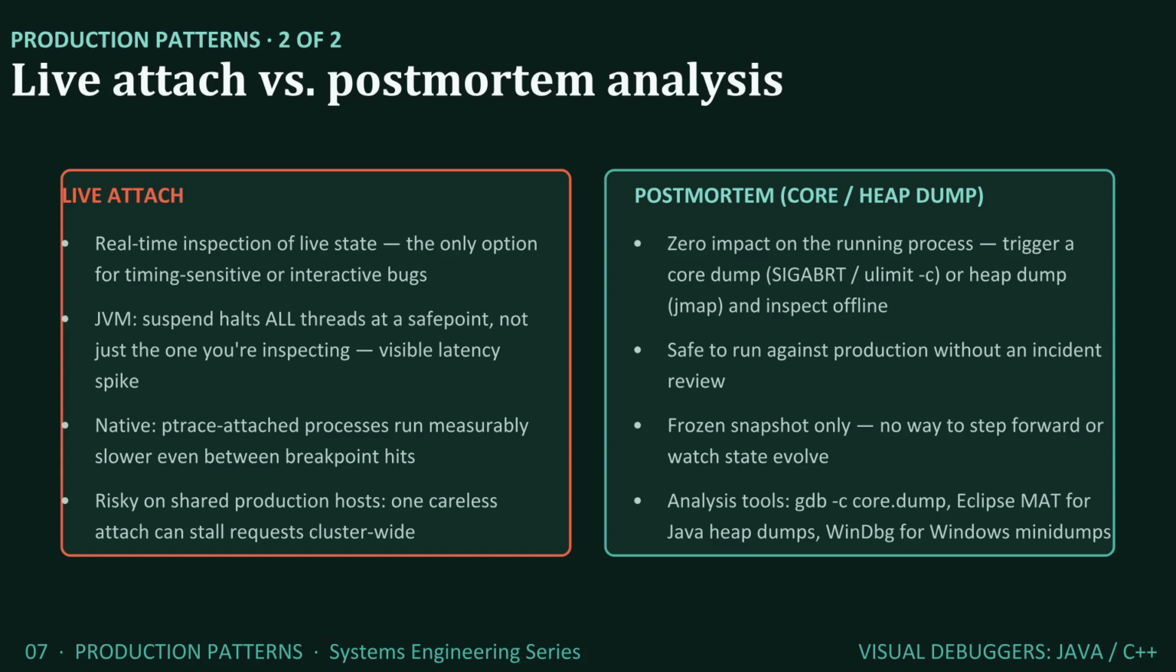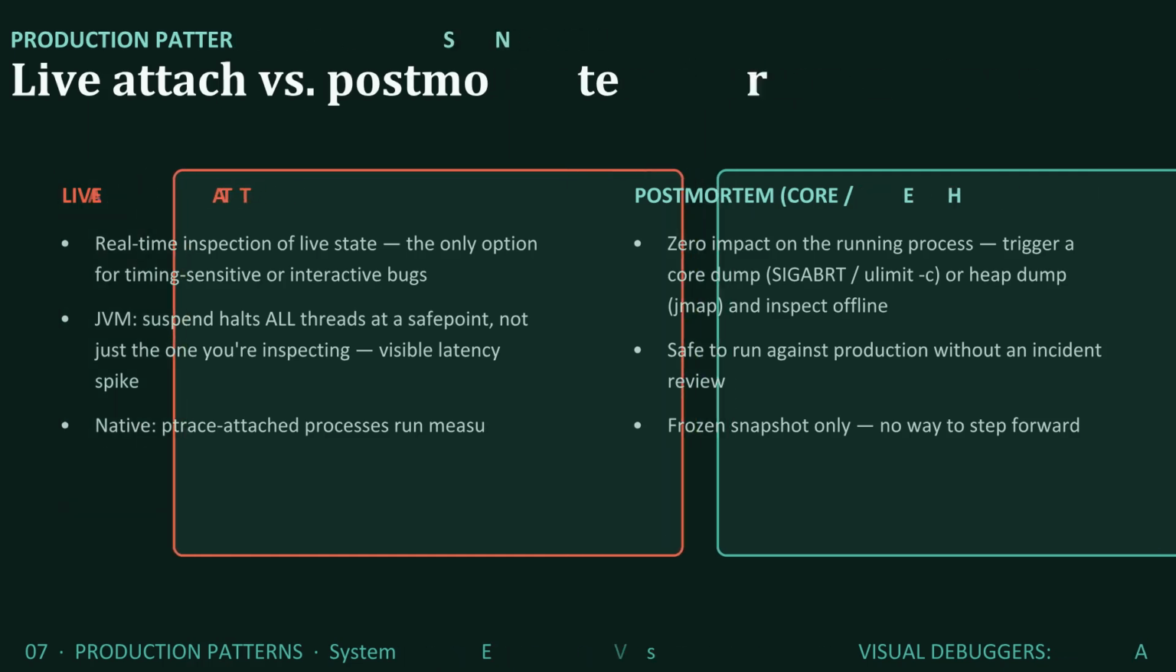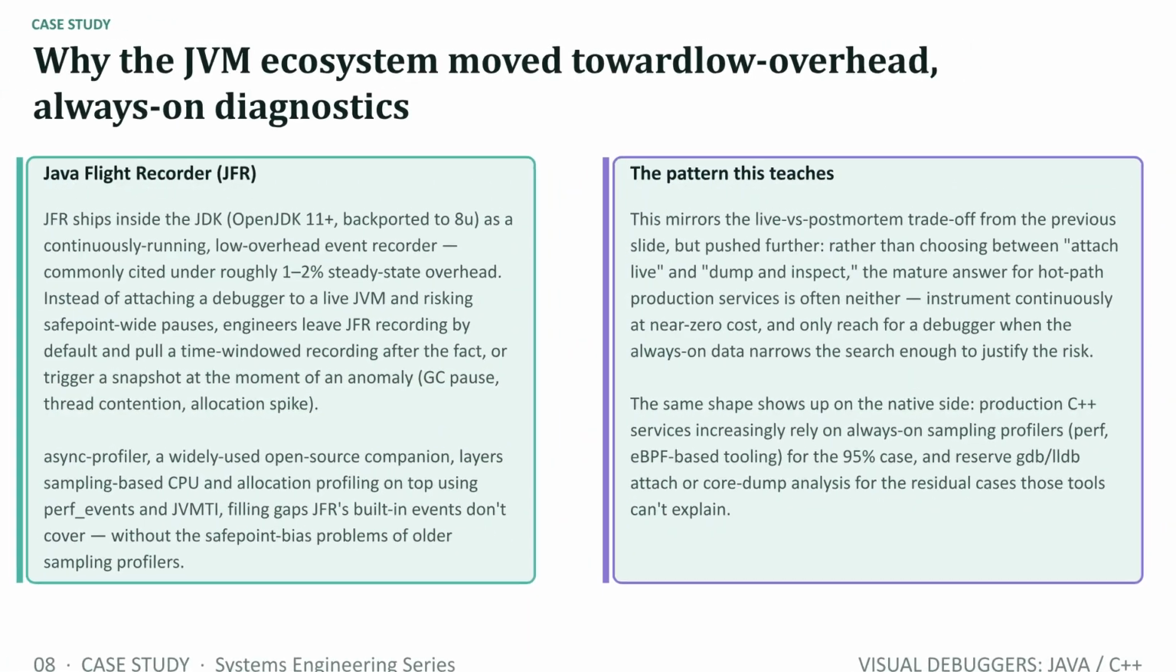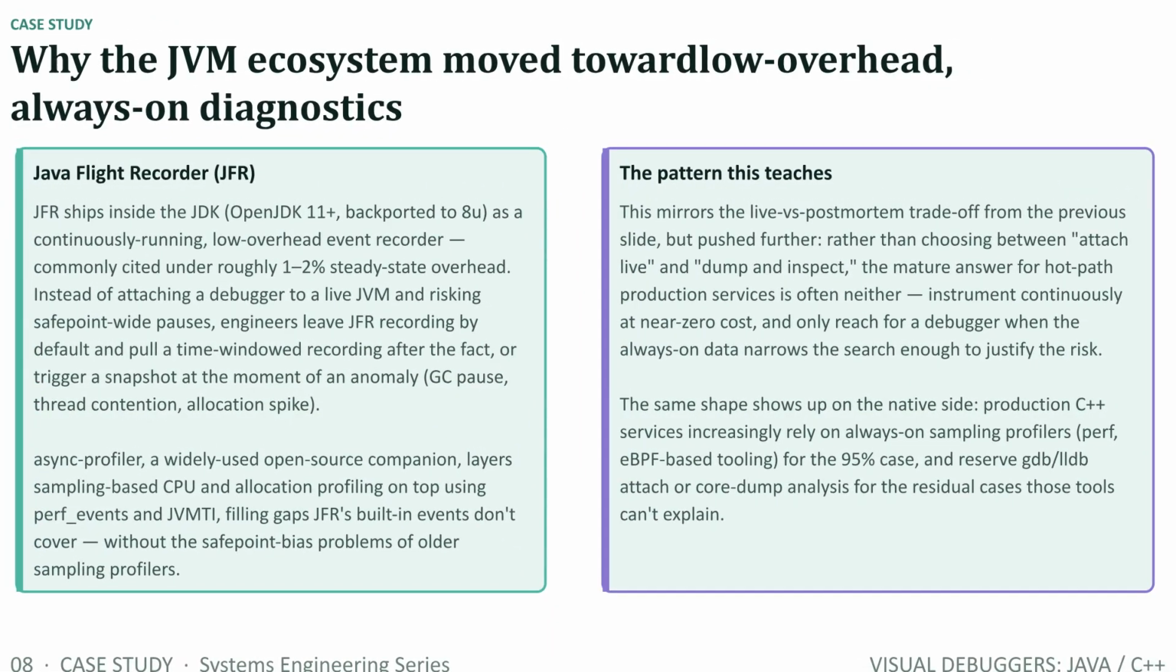The standard operating pattern at mature engineering organizations: never live attach to a production process during a customer-impacting incident unless post-mortem tooling has already failed to explain what happened. Here's what that principle looks like in practice. The best production debugging tool is often the one you never had to attach at all.